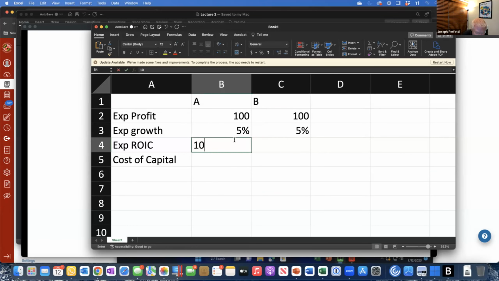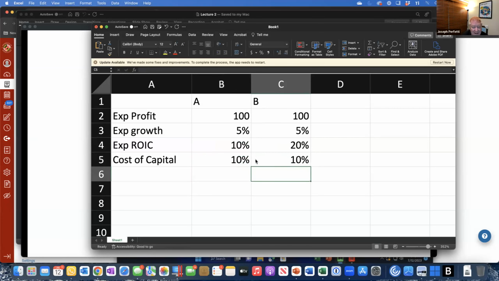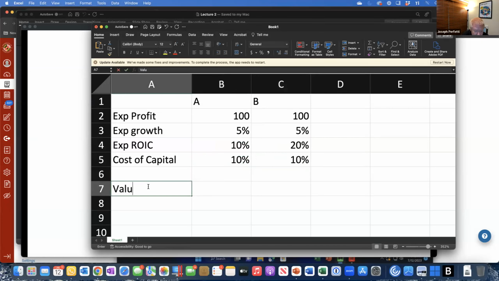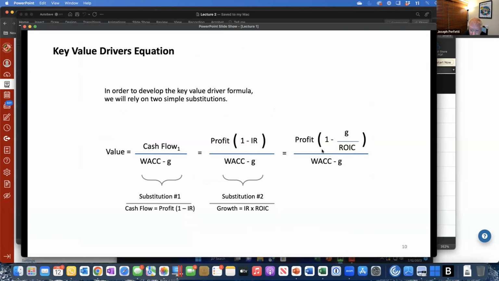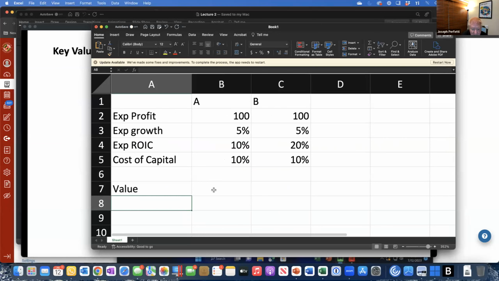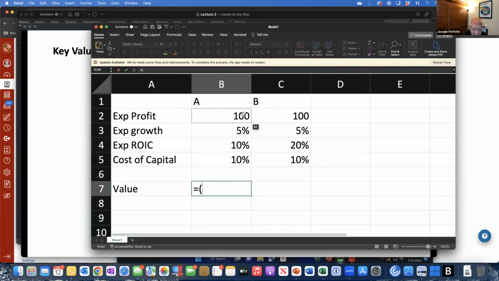Company A had a 10% ROIC. Company B had a 20% ROIC. And both companies had WACCs, cost of capital, hurdle rates, of 10% each. The value, the result of this equation, says equals profit times 1 minus the growth divided by the ROIC. Take all of that divided by the cost of capital minus the growth rate.